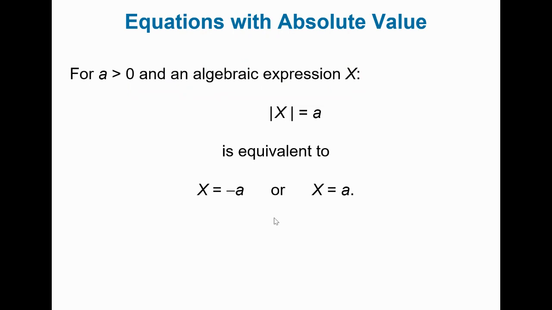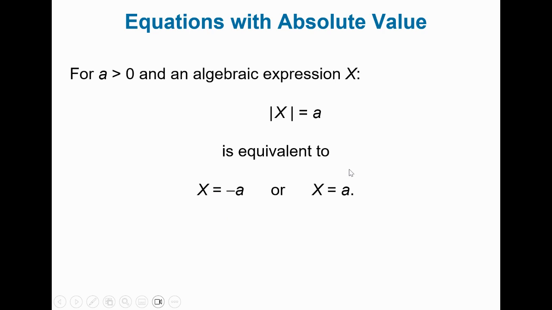For a greater than 0, and an algebraic expression x, the absolute value of some number x is equal to a. All right. Now he tells me that this x could have been a positive a. The absolute value of something positive remains positive. But we know this. If we have an absolute value of a negative number, we make it positive. So absolute value problems have two answers. One is equal to a negative and one is equal to a positive.